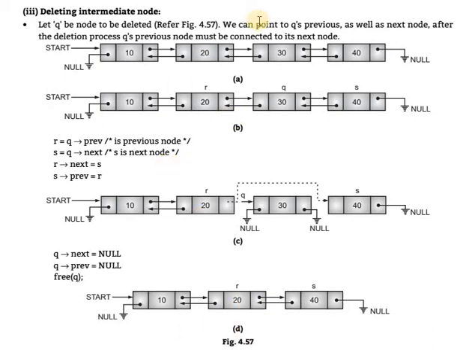We can point to Q's previous as well as next node. After the deletion process, Q's previous node must be connected to its next node. For example, 10, 20, 30, 40. The first previous is null, the last next is also null, and start. This is figure A and figure B.